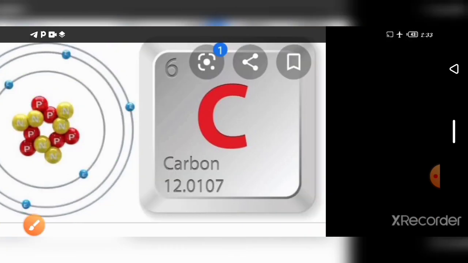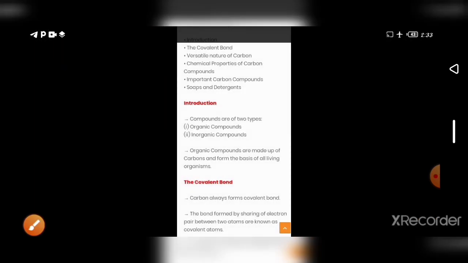Next, in this lesson we have to learn about the covalent bond, the nature of carbon, the chemical properties of carbon, carbon compounds, importance of carbon compounds, soap and detergent. In the introduction, compounds are of two types: one is organic, another one is inorganic. I told you that where carbon is present they are organic, and except carbon, those are inorganic.